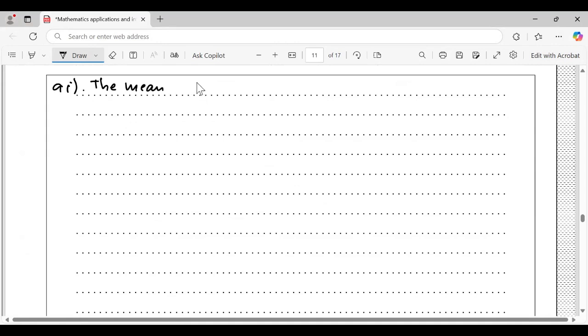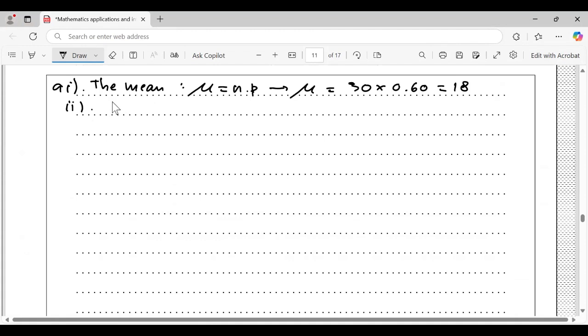The mean of the binomial distribution is mu equal n times p. So mu equal 30 times 0.60. It is 18.